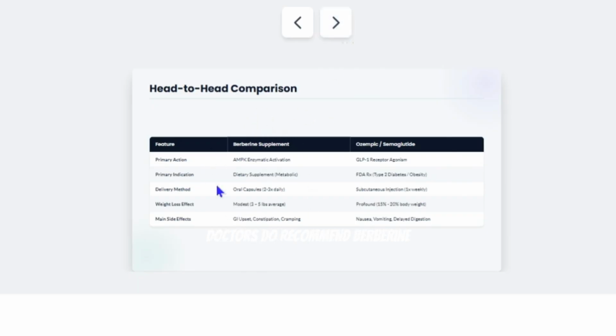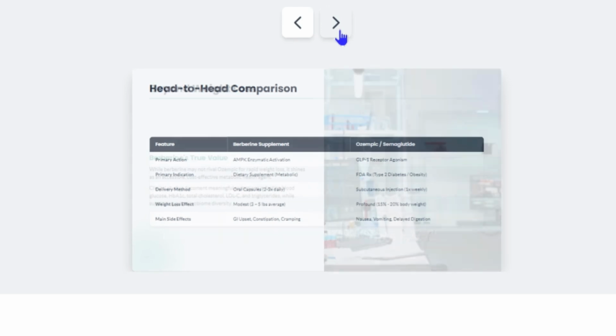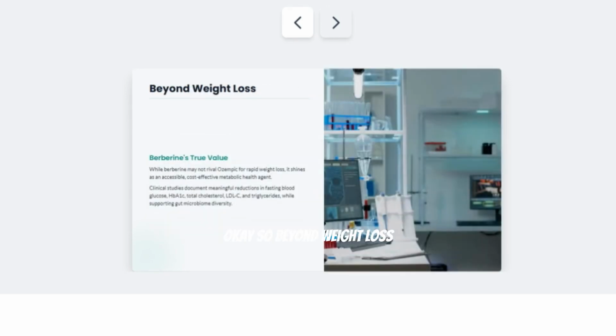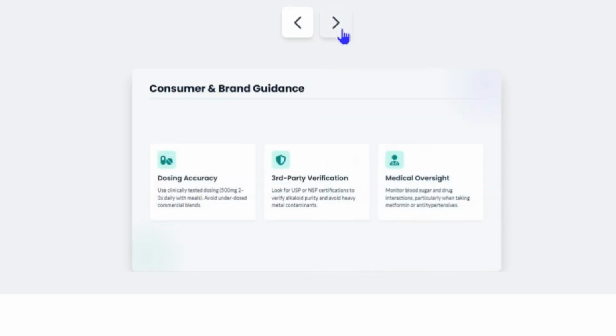Doctors do recommend Berberine, but usually only in combination with metformin. Beyond weight loss, Ozempic is great for rapid weight loss, but Berberine is great for metabolizing those sugars, turning it into energy, the insulin sensitivity, all those kinds of things. And then dosing: make sure that you are only using either one as prescribed. There are instructions on a Berberine bottle. Make sure you don't take more than what it says there.